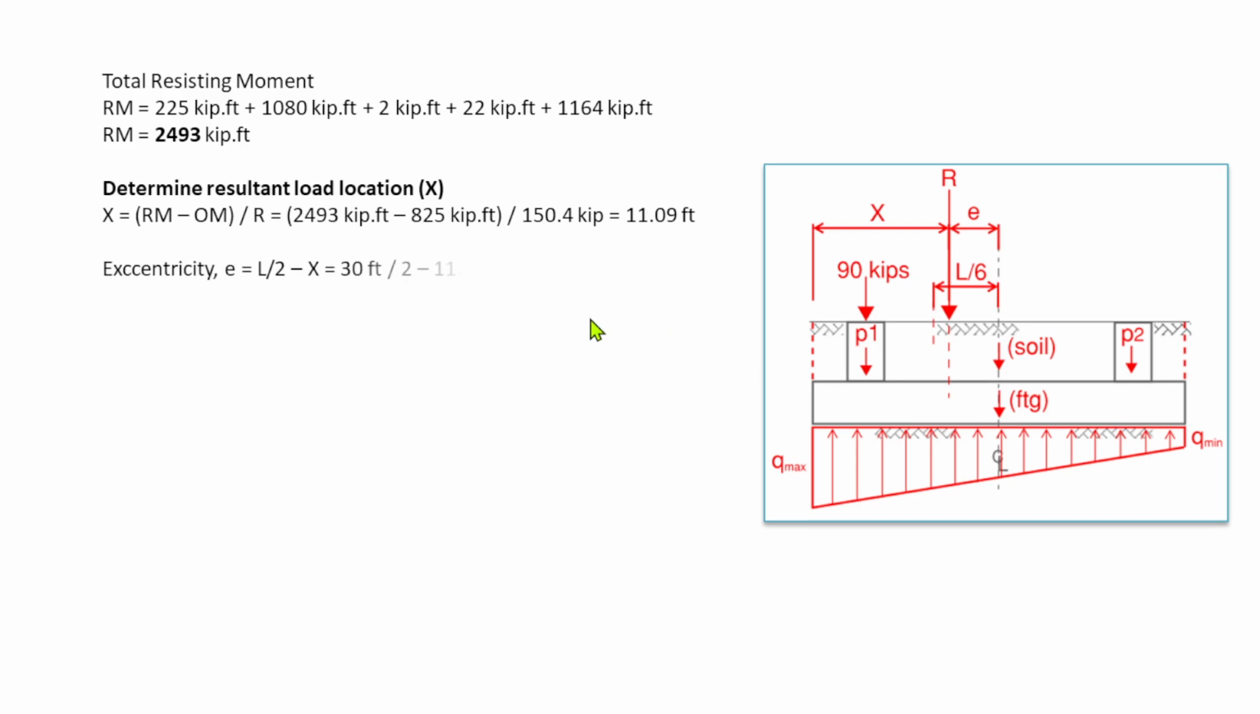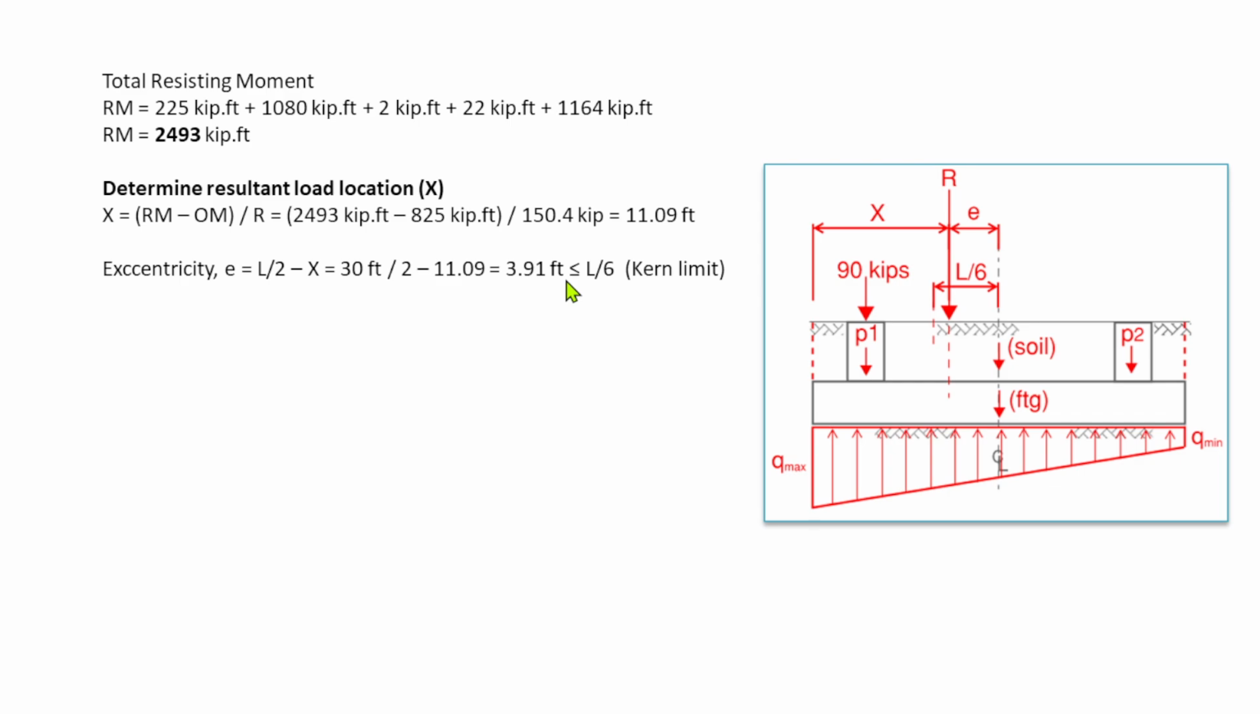So the eccentricity is simply L over 2 minus X. So this is our eccentricity, from the center line of footing. L over 2 minus X is equal to 30 over 2 minus 11.09, which is X. So it's equal to 3.91.